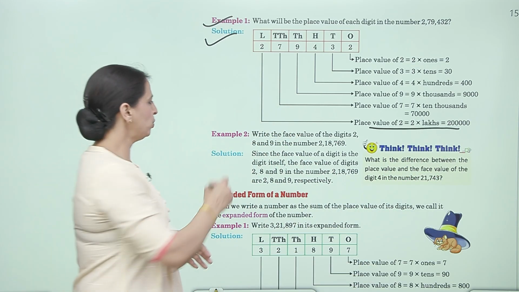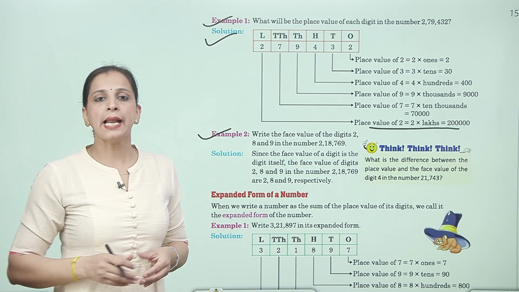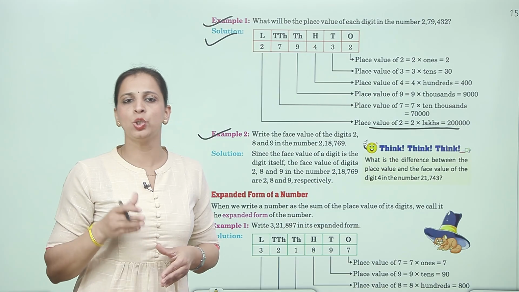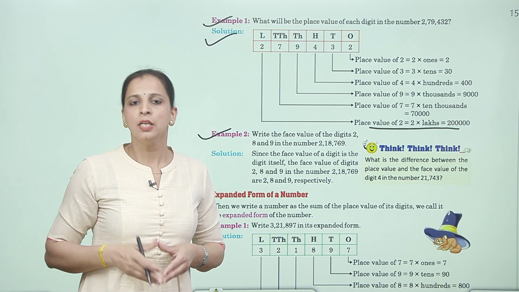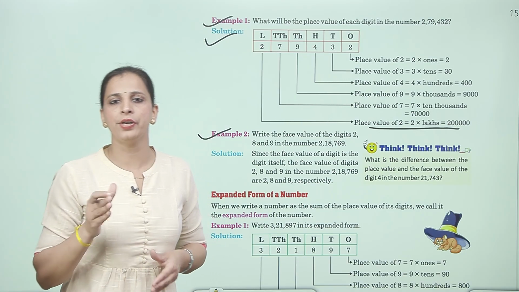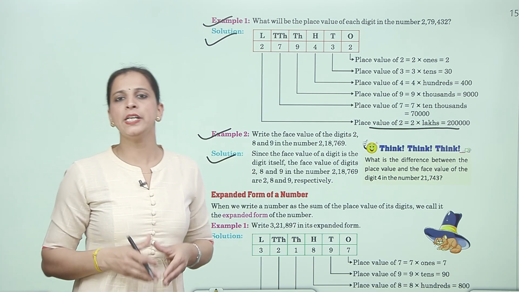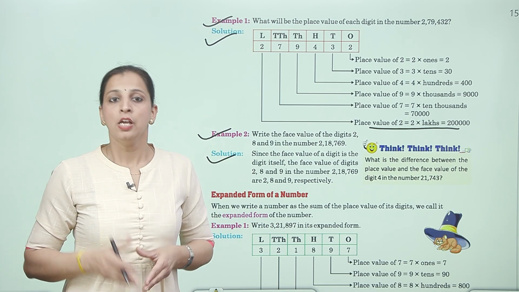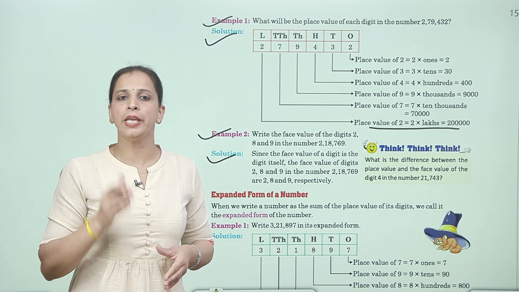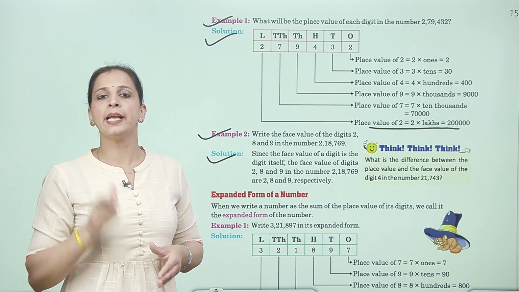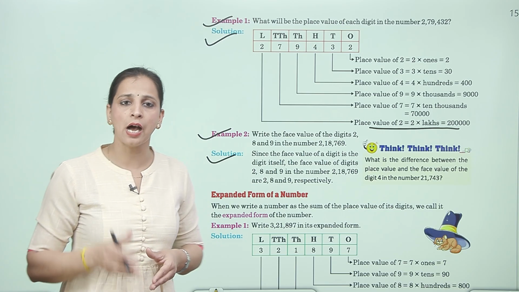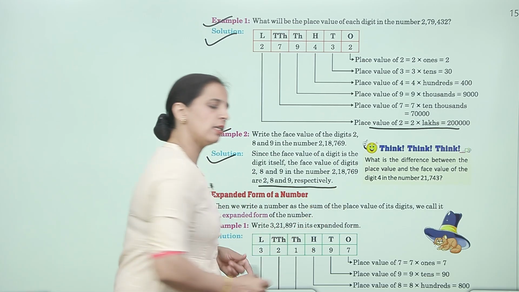Now example 2. Write the face value of the digits 2, 8 and 9 in the number 2,18,769. Now solution. Since the face value of a digit is the digit itself, the face value of digits 2, 8 and 9 in the number 2,18,769 are 2, 8 and 9 respectively.